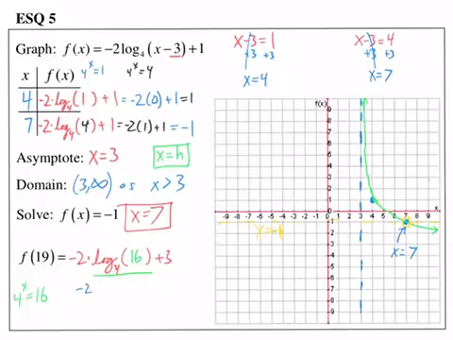So this is negative 2 times something plus 3. And what did we say that equals? We just said that equals 2. So now, what do you get when you multiply those? That's negative 4 plus 3. So my answer is negative 1.